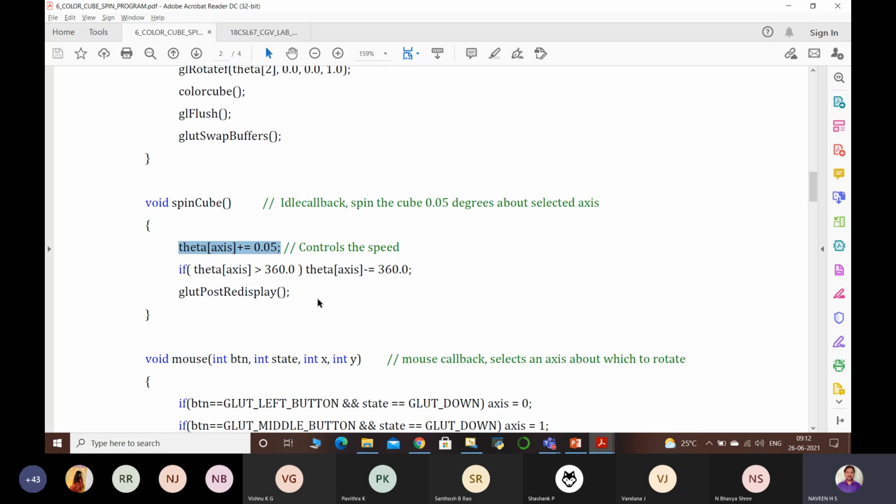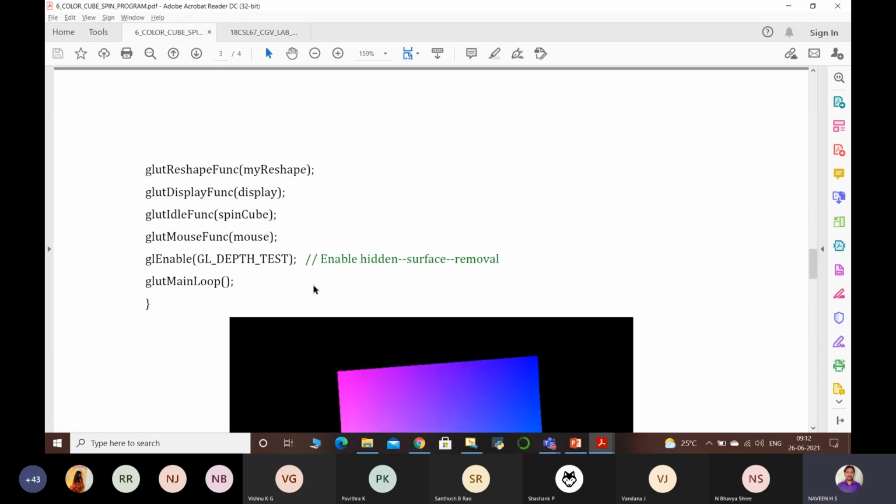And by using a keyboard and mouse interface, you change the direction of the cube spinning. Both will be done in the same window. Okay, that is what post redisplay helps with, performing that in the same current window. So that is about spinning of the cube.